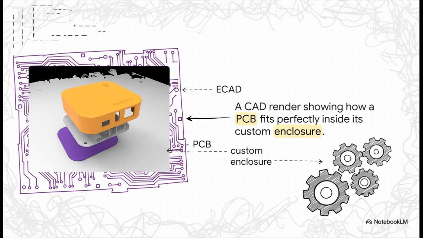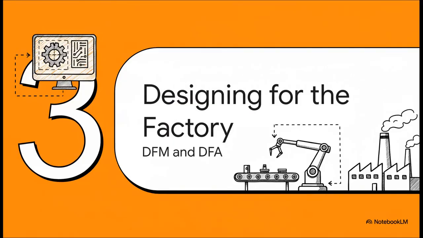And boom! This shows you exactly what I'm talking about. This is the Radiant device, and you can see perfectly how that purple circuit board, the PCB, is designed to fit just so right inside its custom-made enclosure. That is ECAD and MCAD integration in action. It's beautiful, isn't it? So we have a perfect digital model. Everything fits together like a dream.